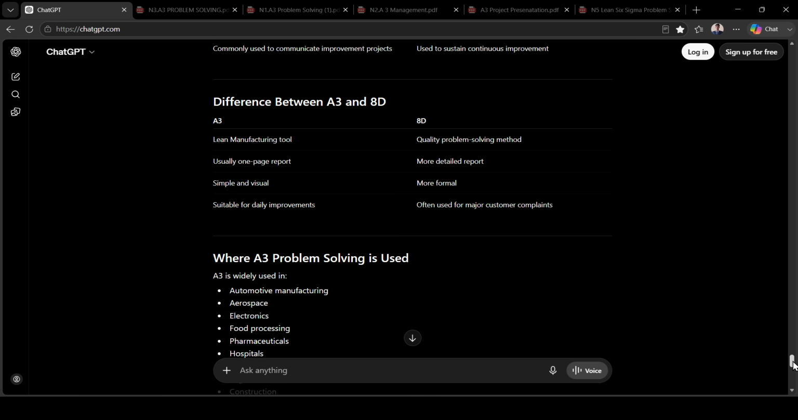The difference between A3 and 8D. A3 is a lean manufacturing tool, usually a one-page report, simple and visual, suited for daily improvement. 8D is a quality problem-solving method, a more detailed and more formal report, often used to address customer complaints.